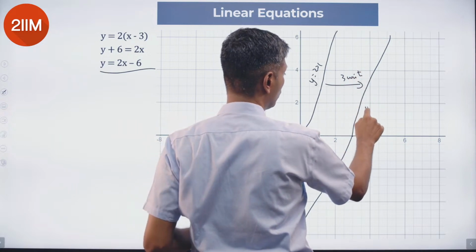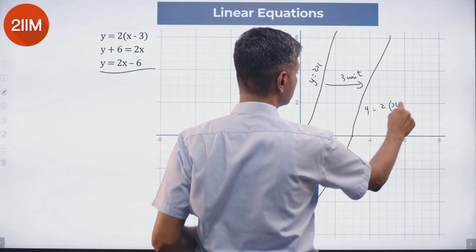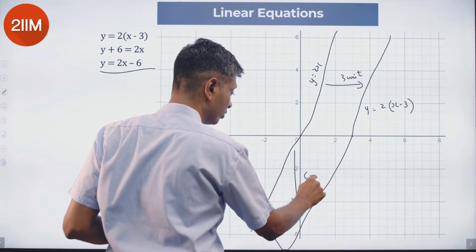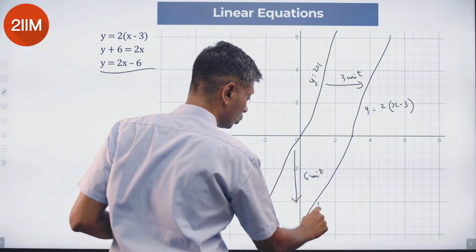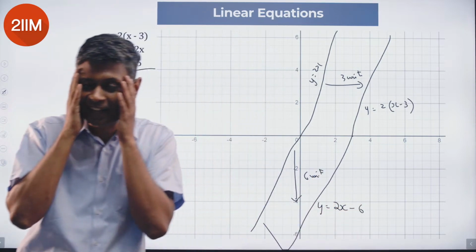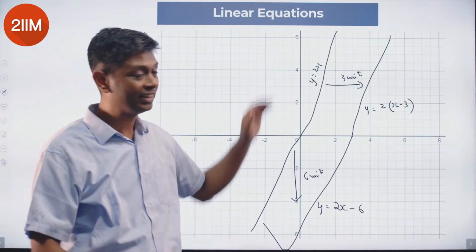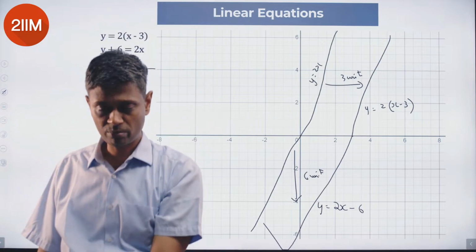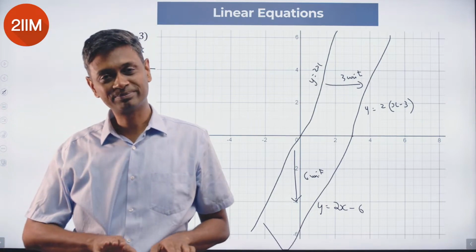Throughout, we'll get y equal to 2 times x minus 3. Push it down by 6 units. We'll get y equals 2x minus 6. The nice thing to imagine is if I take this line and push it to the right by 3 units, or push it down by 6 units, I'm doing the same thing.